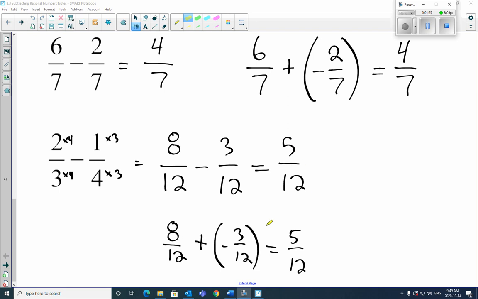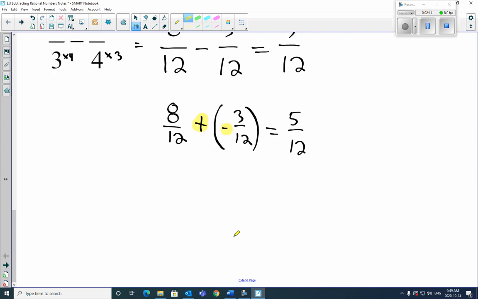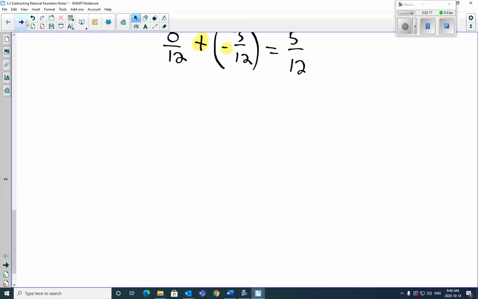Now, if we wanted to add the opposite, then we would do 8 over 12, but instead of subtracting, we would add, and then positive 3 over 12 becomes negative 3 over 12. But you still get the same answer no matter how you do it. Okay, flip the page. We'll just do a few more examples here.